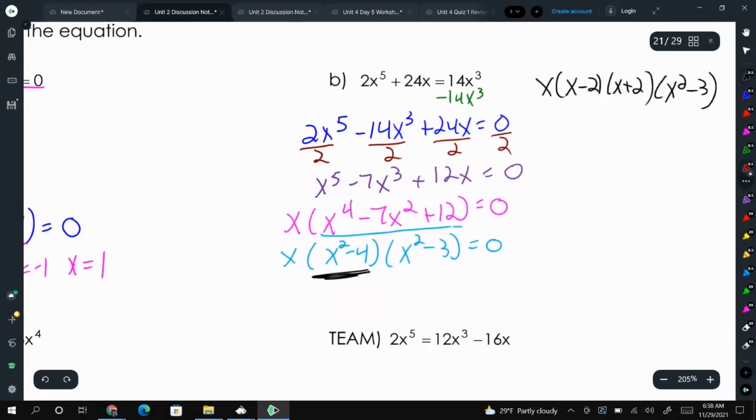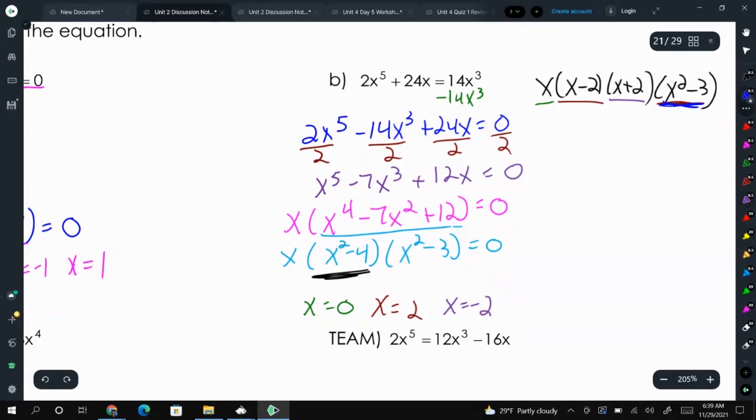Well, a lot of people will say, well, x squared minus 3, that's just going to be 3, or is our solution. But no, remember what we set up here. We got to set each factor equal to 0. So yeah, I would agree that one of our solutions is x equals 0. One is going to be x equals 2. Another is going to be x equals negative 2.